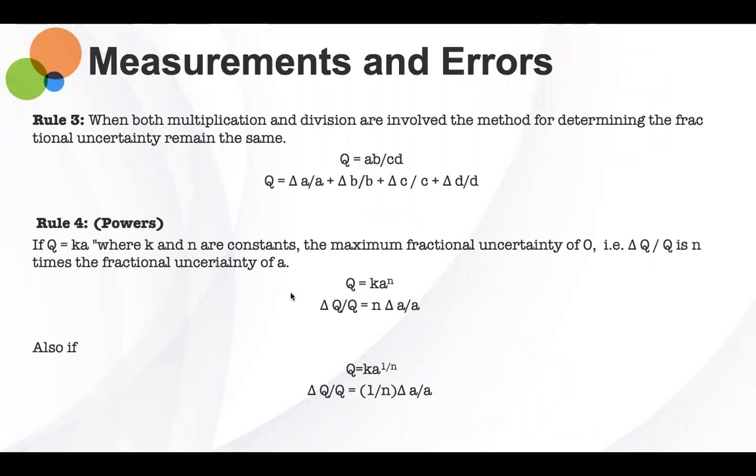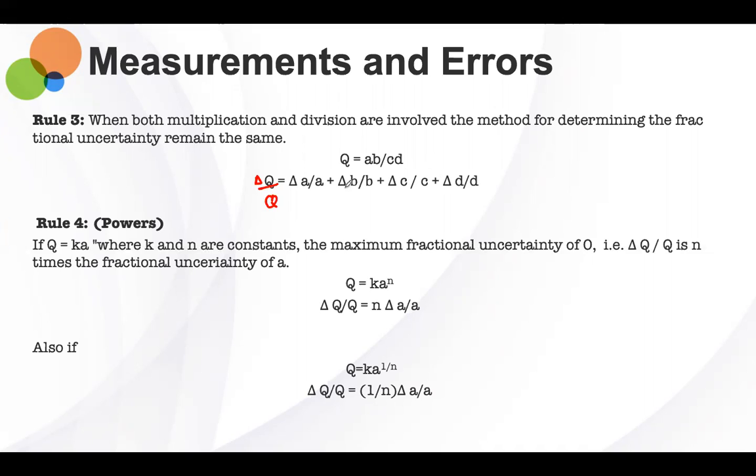All right, so the third rule now, when both multiplication and division are involved, the method for determining the fractional uncertainty still remains the same. You're going to add all of the fractional uncertainties to find the final fractional uncertainty. This should be delta Q over Q, the fractional uncertainty for Q. It's very easy, and you'll get a lot more acquainted with it. I will try and get some exercises so that we can do them and get more comfortable with them. But you see that it is the same thing: the fractional uncertainty for A, fractional uncertainty for B, fractional uncertainty for C, plus. It's just plus.